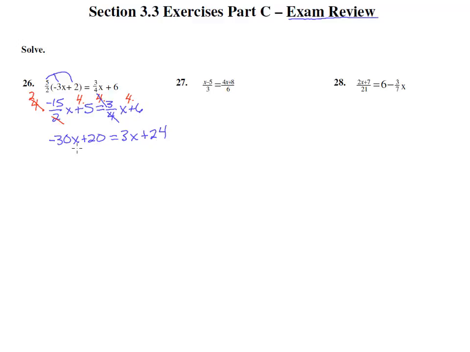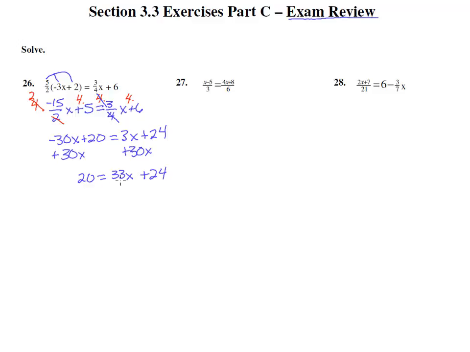Good. Now, the only thing that's not simplified is that these x's are still in different locations. We have to get rid of one set of them, either the negative 30x or the 3x. Let's undo that minus 30x by adding 30x to both sides so that we can put the x's all together, and we get 20 equals 33x plus 24. Well, good. Now the x's are all together and it's a simple little equation.